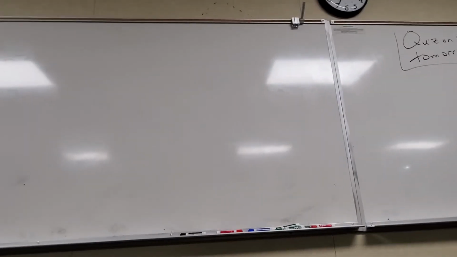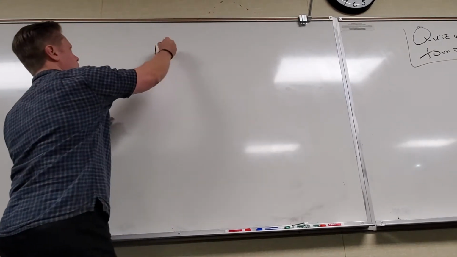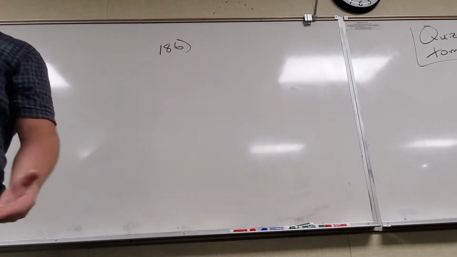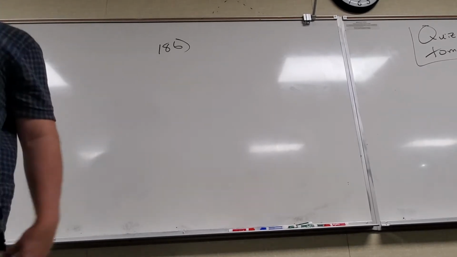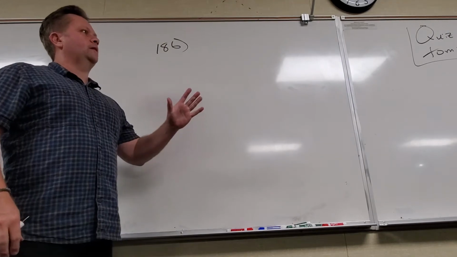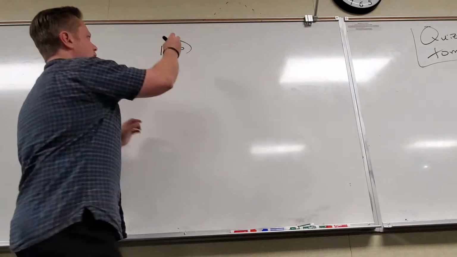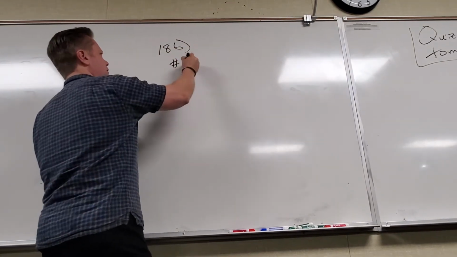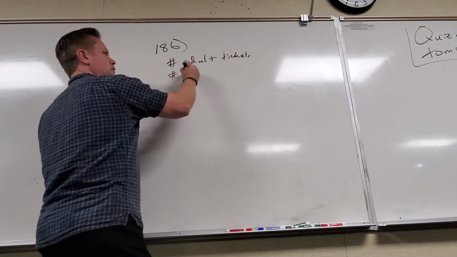So what do you not know? That is the problem. How many of each type of ticket was sold? You can pretty much always look at the question. We don't know anything about how many of each kind, right? So I've got the number of what tickets? Adult tickets. And the number of student tickets.